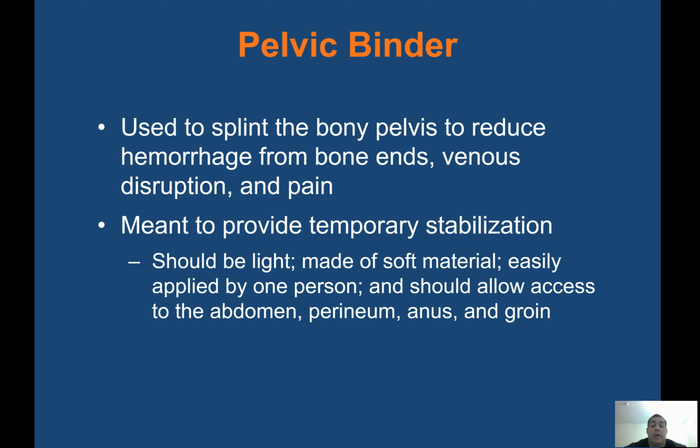Pelvic binder: used to splint the bony pelvis to reduce hemorrhage from bone ends, venous disruption, and pain. Meant to provide temporary stabilization, it should be light, made of soft material, easily applied by one person, and should allow access to the abdomen, perineum, anus, and groin.